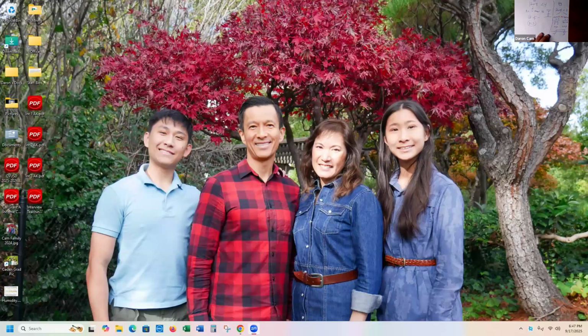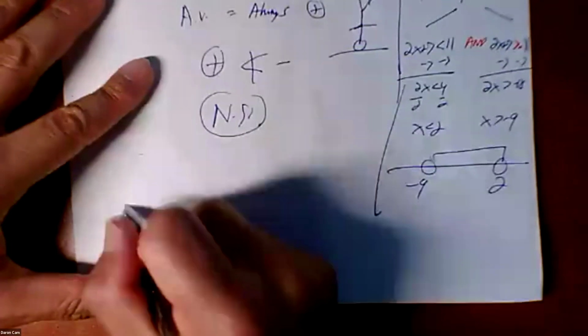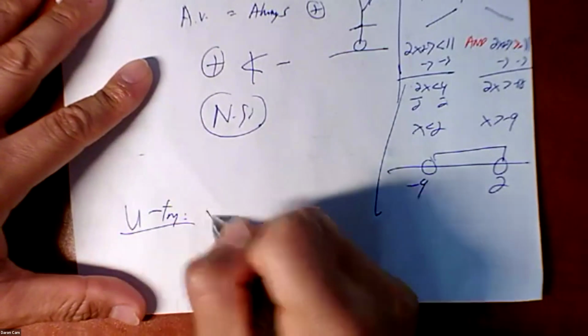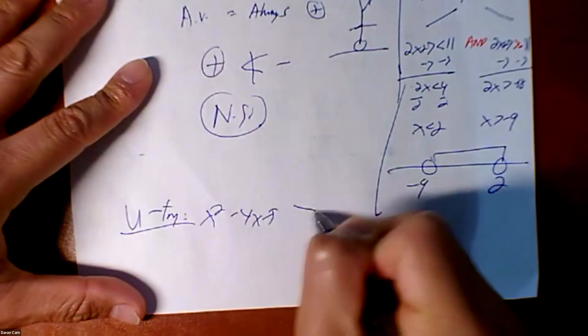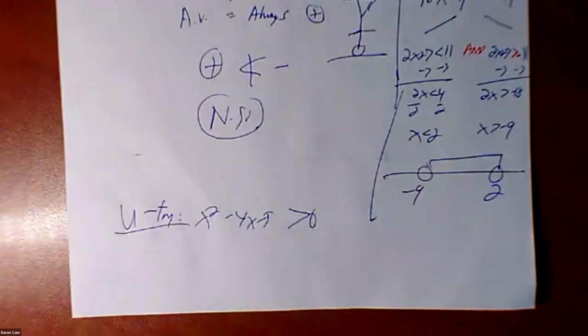Okay, let's see if I can find a you-try here. Yeah, dude, this is a perfect you-try. So here, you try. X squared minus 4x minus 5 is greater than 0. Okay, let me see you work.